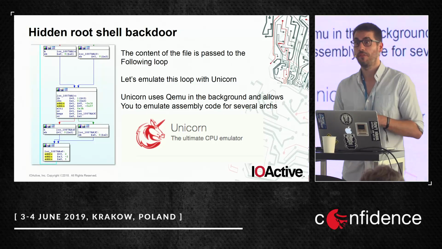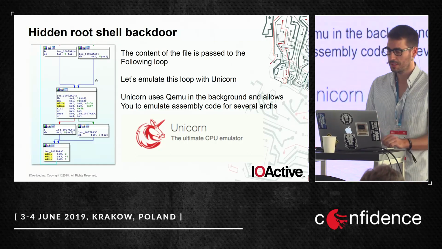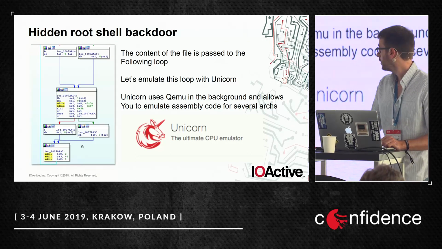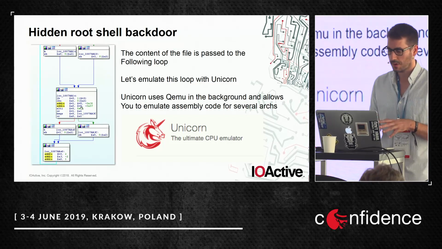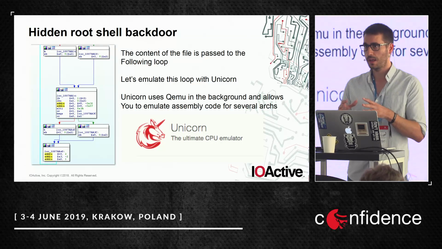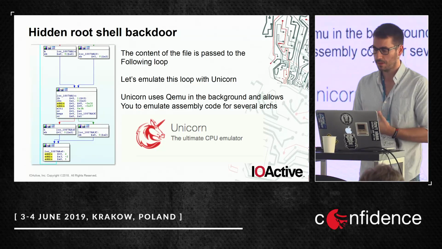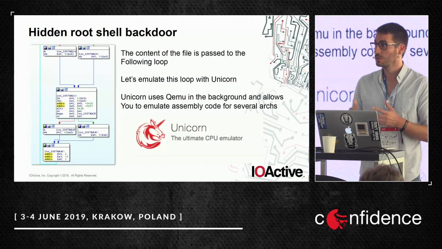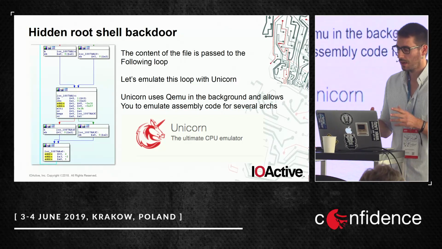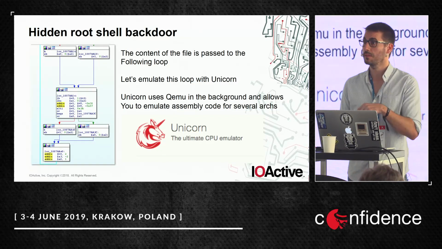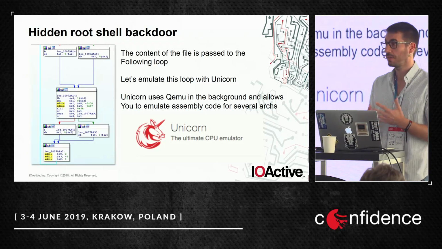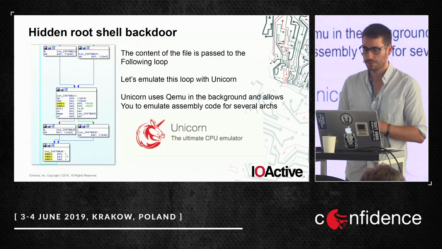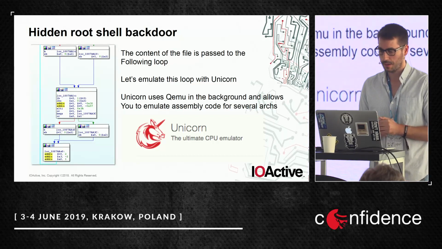So with the content of that file, it's going to execute all these instructions in this loop. To play around with Unicorn, what I did was emulate these instructions, feeding it with the content of the file. For those who don't know what Unicorn is, it's an awesome framework which runs QEMU in the background, and it allows you to emulate several different architectures. It's pretty cool and pretty useful sometimes for some particular stuff.